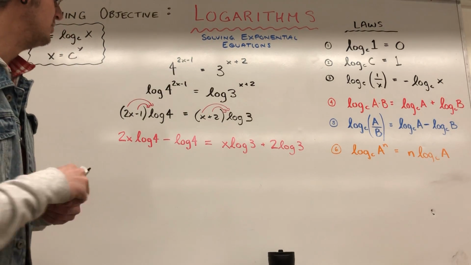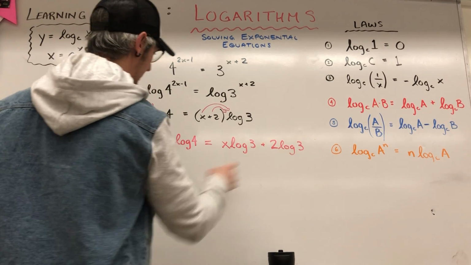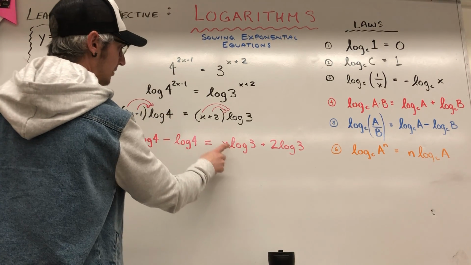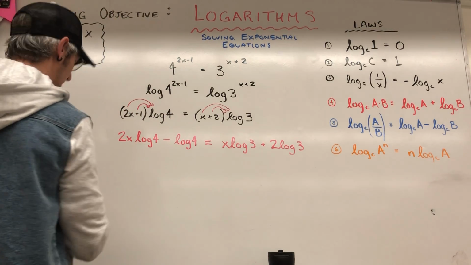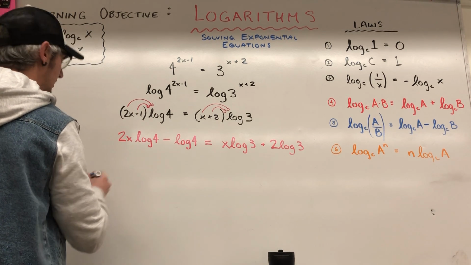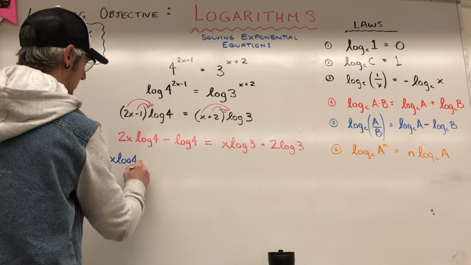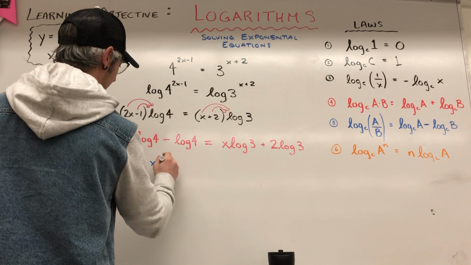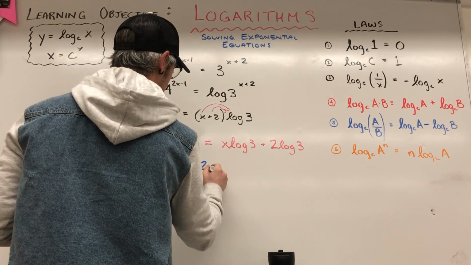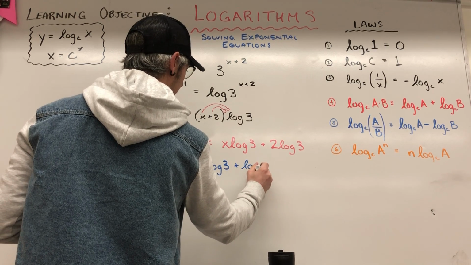Now what I'm going to do is move all my x terms over to one side and all my constant numbers over to the other. So this negative log 4, I'm going to add log 4 to bring it over here, and I'm going to subtract x log 3 to bring it over here. So when I do that, I get 2x log 4 minus x log 3 is equal to 2 log 3 plus log 4.